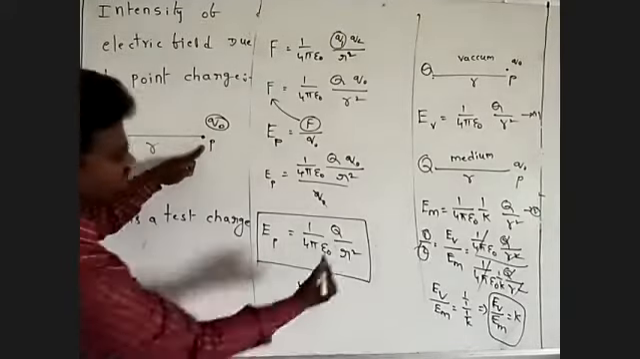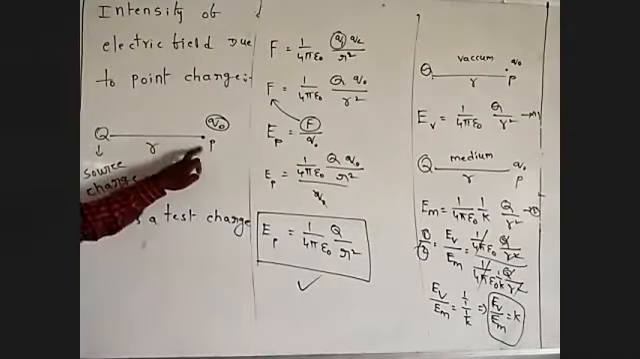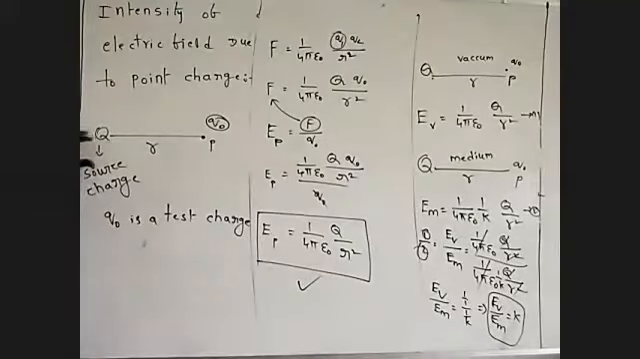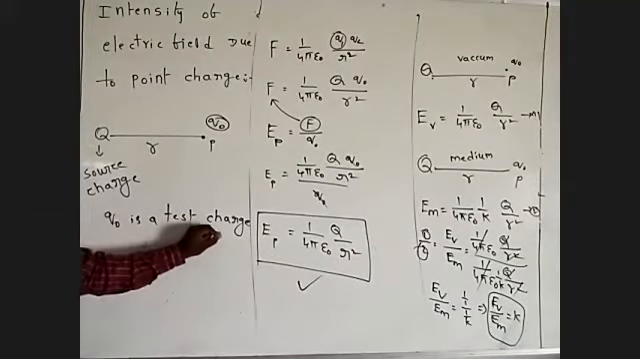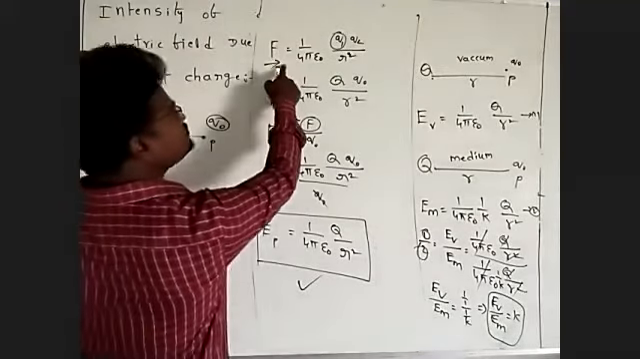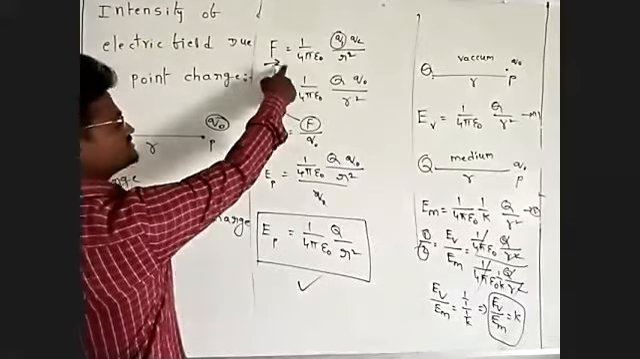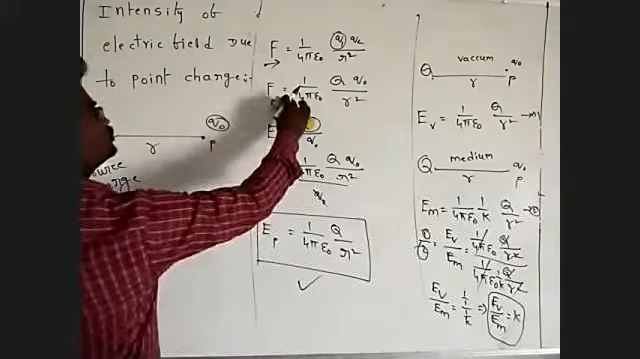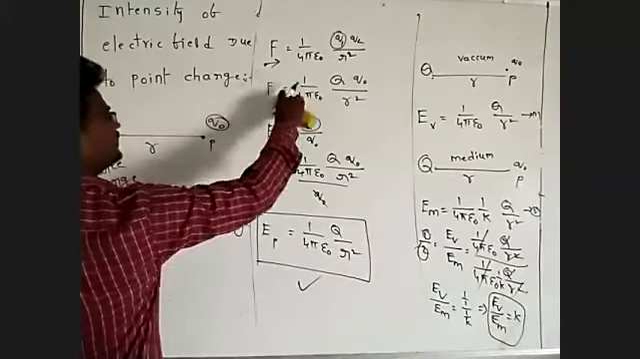The intensity of electric field at this point is equal to 1 by 4 pi epsilon naught Q by R square. Now Q is a test charge. This is Coulomb's inverse square law. Coulomb's inverse square law applies between two charges. What will happen?